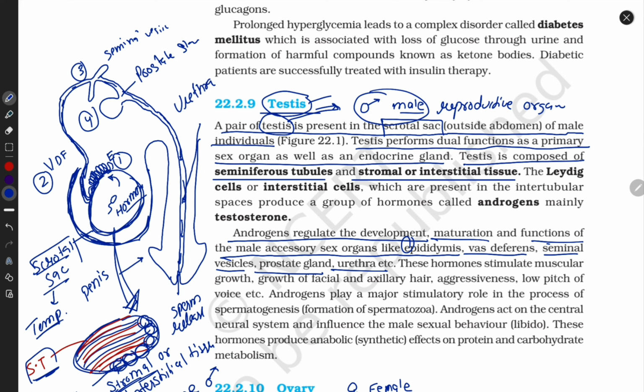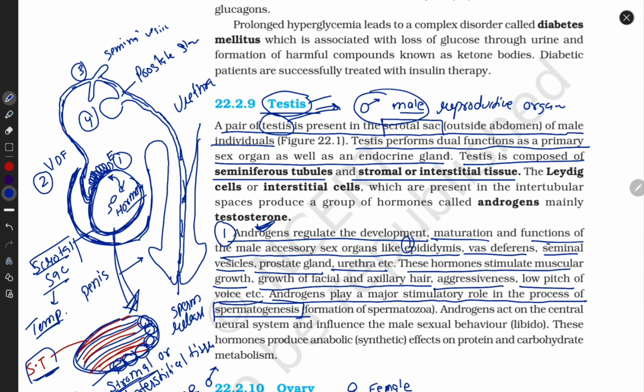So which hormone produces them? Androgen. These hormones stimulate muscular growth, facial and axillary hair, aggressiveness, and low pitch of voice. After puberty, a boy's voice sounds very heavy because of this hormone. Hair growth is because of androgen. Androgen plays a major stimulatory role in the process of spermatogenesis. Testes produce sperm by the process of spermatogenesis, and this process is promoted by androgen.